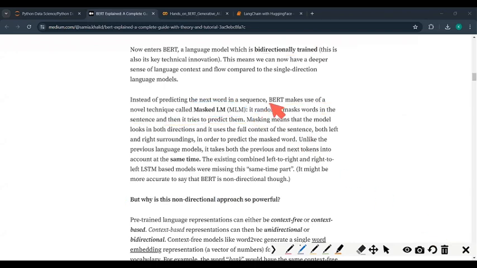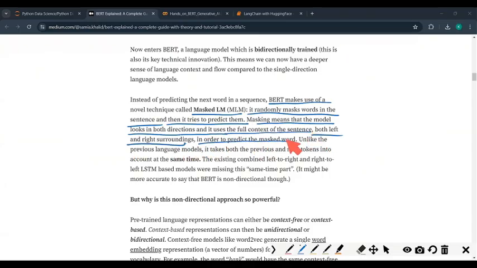So it says that BERT uses a technique called masked LM, which, during the training phase, randomly masks a word in the statement and then tries to predict it. Masking means the model looks in both directions and uses the full context of the statement, both left and right surrounding, in order to predict the masked word.